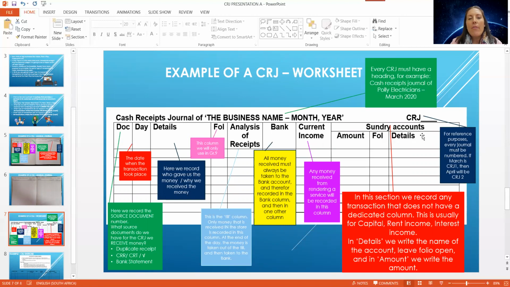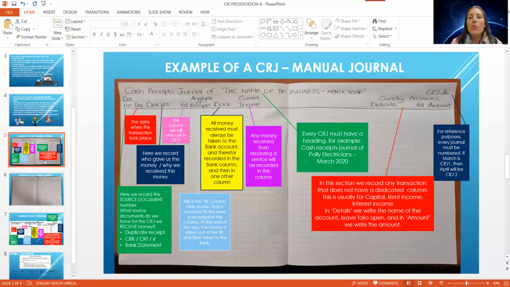So you'll see that I've used the same examples or explanations for the printed version as the one that I'll be looking at now. From the top. So let's have a look. Grade 8. So if we need to open a cash receipts journal, this is how we're going to do it.